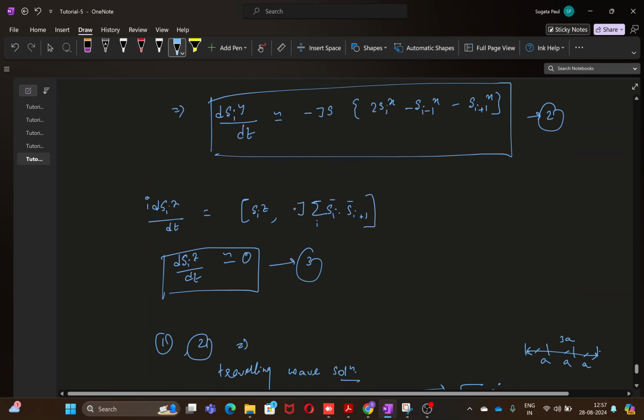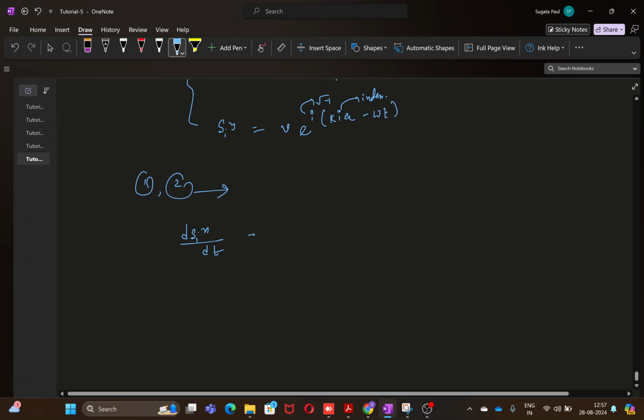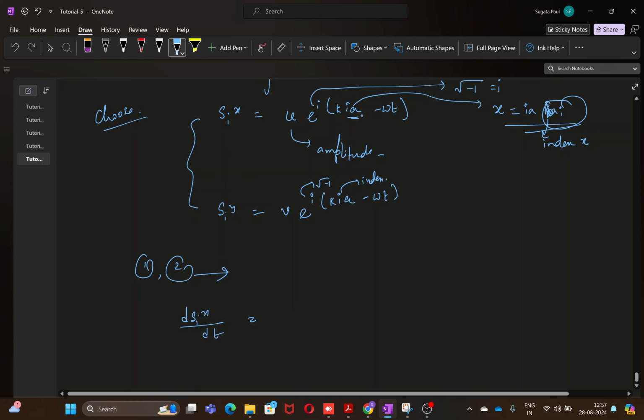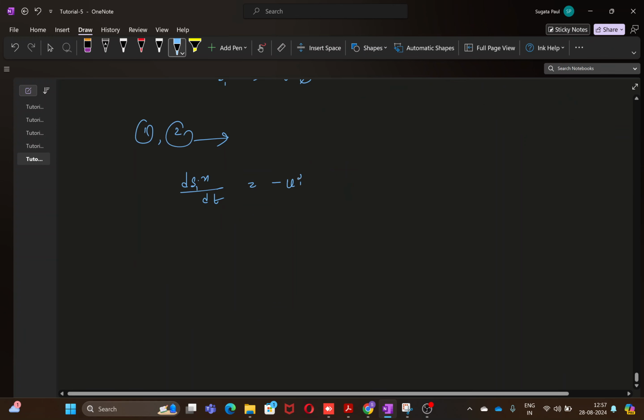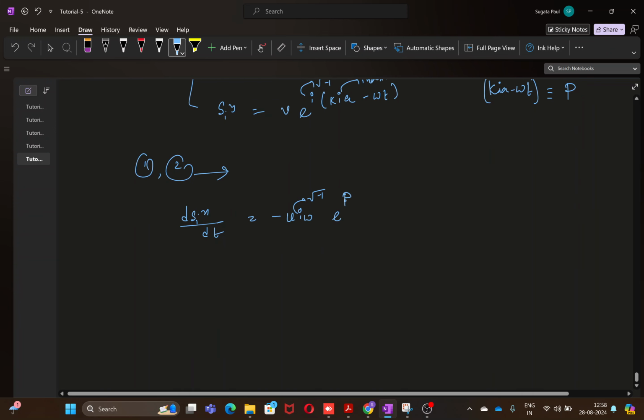Use the solutions for the components in each of the terms. First of all, the derivative of S_ix with respect to time will have a minus i omega in front. This is minus u i omega, where i is root of minus 1, and then e to the power of this whole thing. For simplicity, because both have ikia minus omega t, we take it for now as some p. Later on we'll put the value back. So take it as e to the power of ip, where this is the complex i. As long as I am using this p term, it absorbs the whole index i inside.